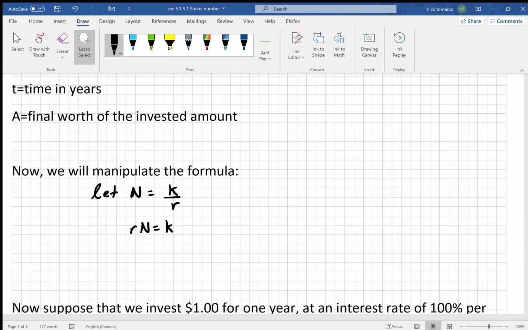That's the first one. And now the second one is we're going to take the reciprocal of both sides. We're going to have that 1 over n is equal to R over K. Okay, and now we're going to substitute into our formula again, and it's going to look like this. A is equal to P times (1 plus 1 over n) to the exponent R n T.